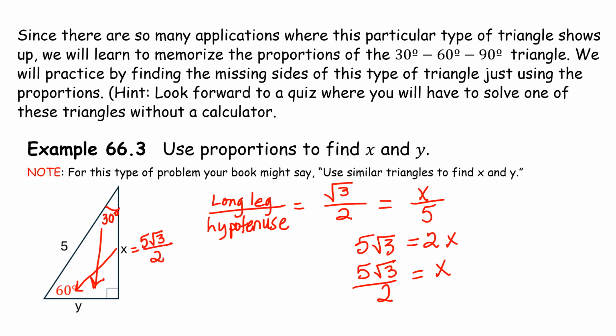All right. Now y. We know that the ratio between the short leg and the hypotenuse is always 1 over 2. What that means is the short leg is always half the length of the hypotenuse. So without even setting up a ratio, we know if the hypotenuse is 5, then the short leg is 5 halves. It's going to be half the hypotenuse. So those are the values for those legs, the lengths of those legs.